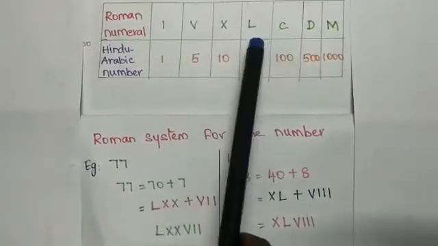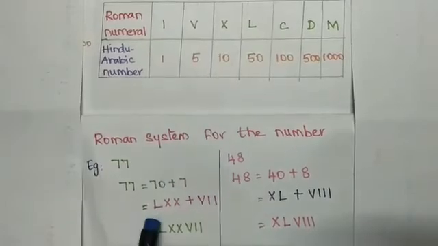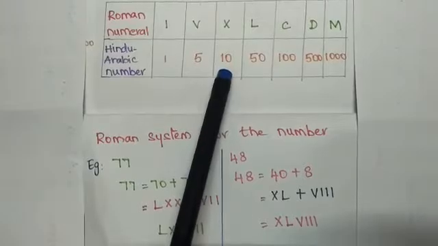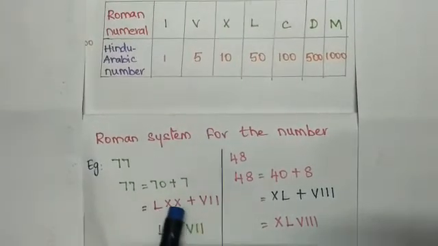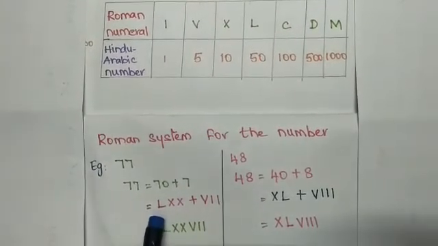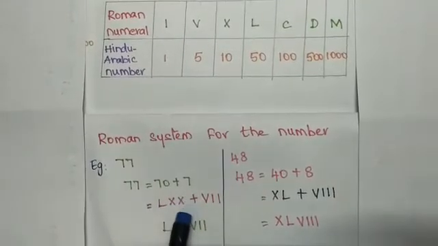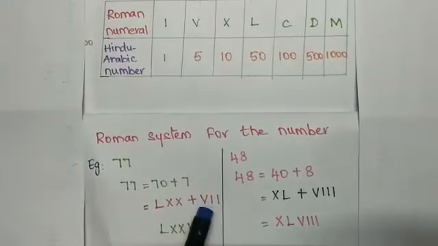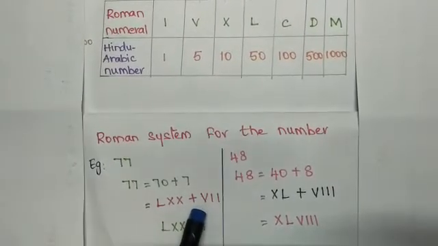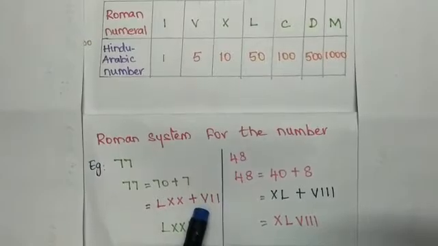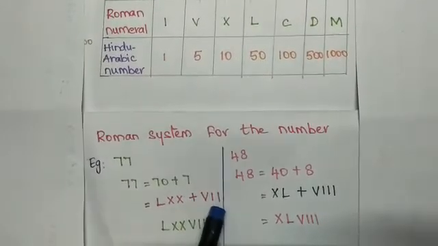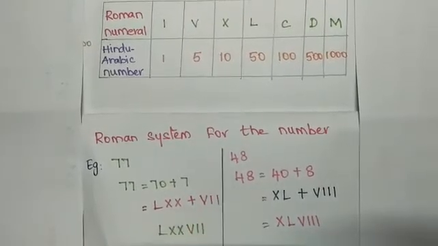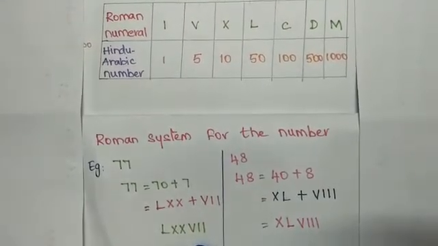What is 70 here? L is for 50. So we have only 50, and we need 20 more. X stands for 10, so we add two X here. Here L for 50, X for 10 and X for 10. 50 plus 10 plus 10 comes to 70. Here we have 7. This is the Roman numeral for 7: V is for 5, I is for 1 and I is for 1. Here V 5 plus 1 plus 1 means 7. This is the Roman numeral for 77.